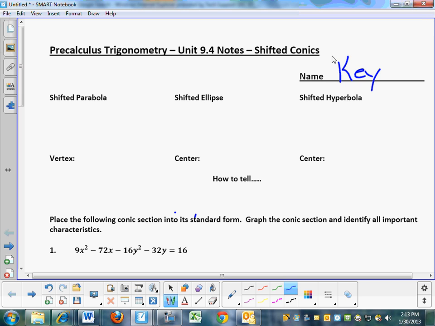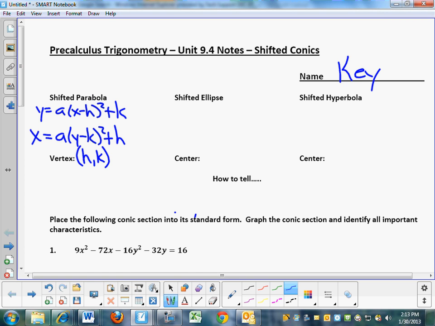Shifted conic sections and how to tell the difference between them all. Okay, here you go. Parabola. You've got either y equals a times (x minus h) quantity squared plus k, or x equals a times (y minus k) quantity squared plus h. So those are the equations, right? What's the vertex? (h, k).